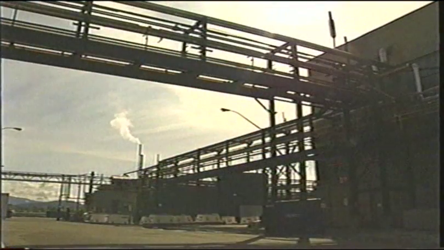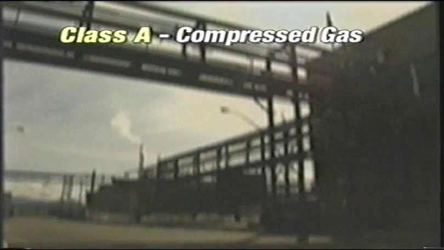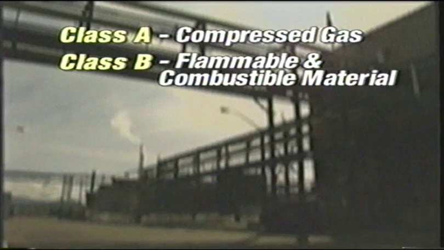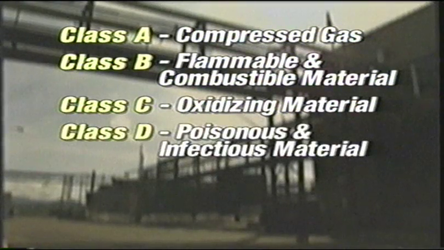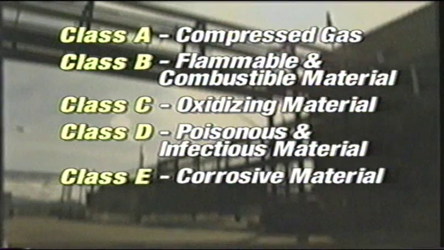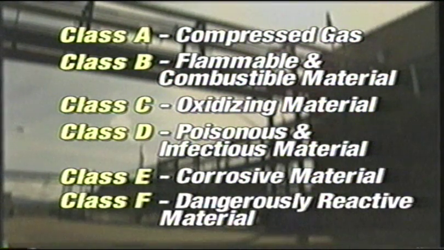As we have already said, WHMIS requires controlled products to be classified into one or more of 6 classes. These classes are Class A, compressed gas; Class B, flammable and combustible material; Class C, oxidizing material; Class D, poisonous and infectious material; Class E, corrosive material; and Class F, dangerously reactive material.